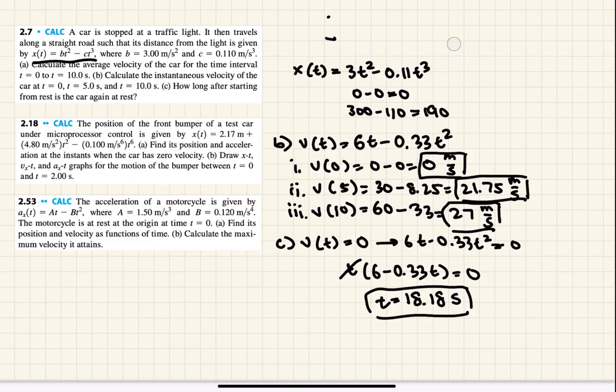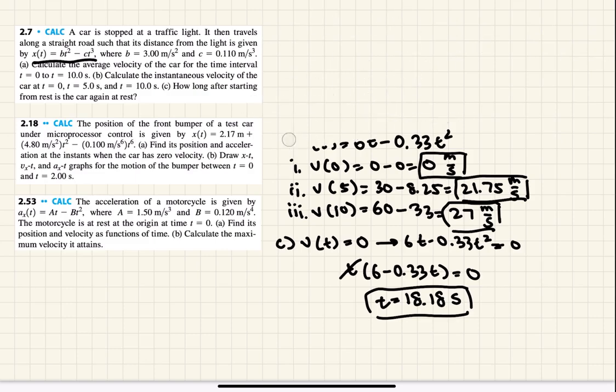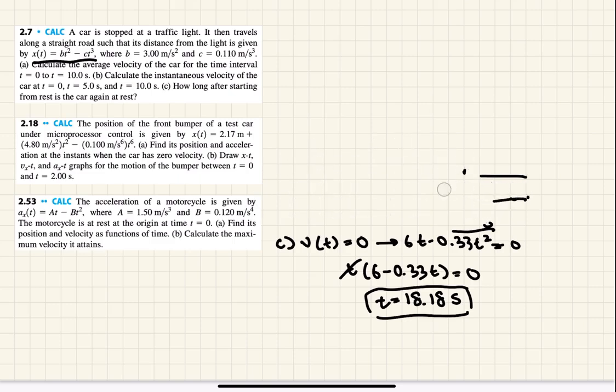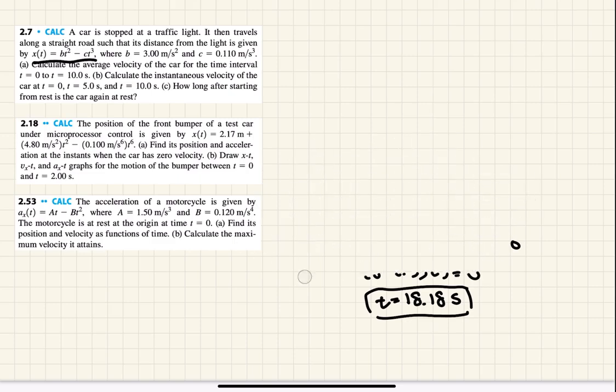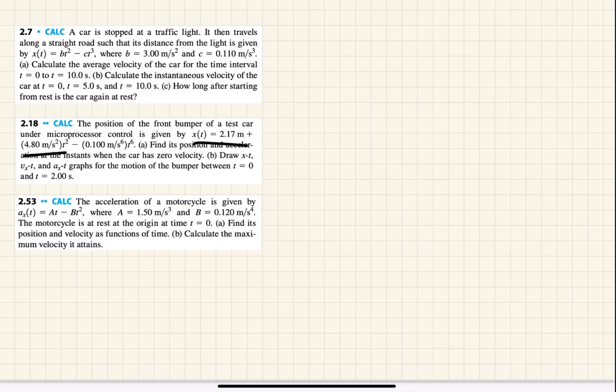Let's move on to the second problem, which is pretty similar. It also gives us an equation. It's just a bit more complicated because it has t to the power of 6 in it, which is always fun when you have powers higher than 3. The position equation is this. So we can rewrite it as x of t equals 2.17 plus 4.8 t squared minus 0.1 t to the power of 6. It looks a lot simpler now.